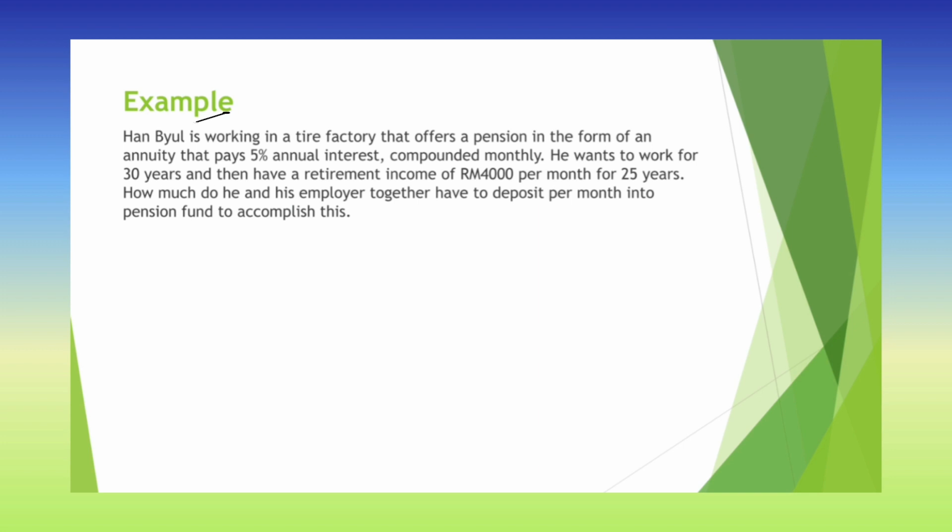Next question. Hanbil is working in a tire factory that offers a pension in the form of an annuity that pays 5% annual interest compounded monthly. He wants to work for 30 years and then have a retirement income of 4,000 per month for 25 years. How much do he and his employer together have to deposit per month into the pension fund to accomplish this? Okay, so let's draw a timeline.